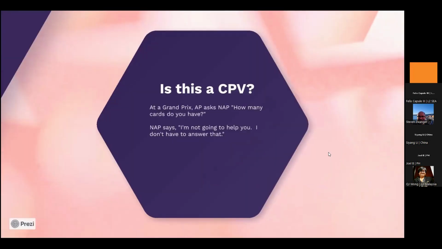Second example, again, this is at a Grand Prix, so it's competitive rules enforcement level. The active player asks the opponent, how many cards do you have? And the non-active player says, I don't have to help you. I'm not going to answer that. Is this a communication policy violation?